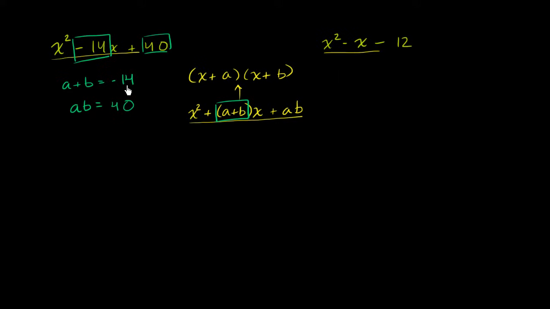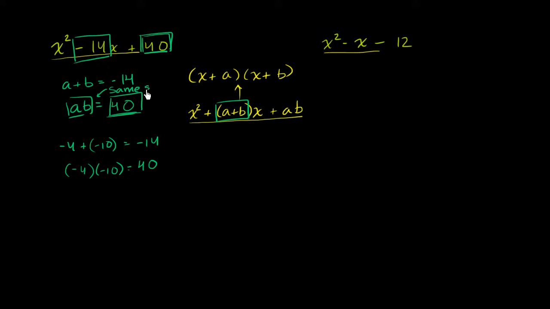But what happens if we make them both negative? If we have negative 4 plus negative 10, that's going to be equal to negative 14. And negative 4 times negative 10 is equal to 40. The fact that this number right over here is positive tells you that these are going to have the exact same sign. If this number was negative, then we would have different signs. And so if you have two numbers that are the same sign and they add up to a negative number, then that tells you that they're both going to be negative.